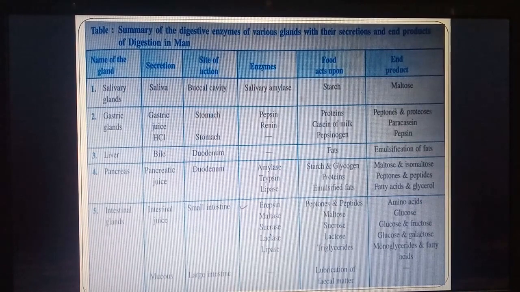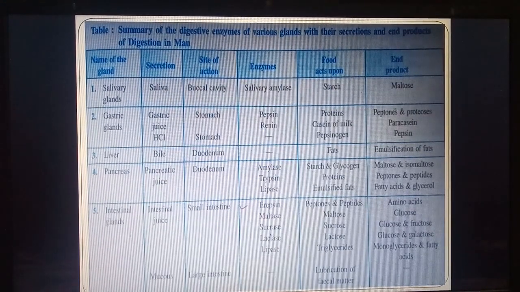The liver produces bile juice which acts in the duodenum. It does not contain any enzyme, but it acts on fat and helps in emulsification of fats. Emulsification means the fats are broken into small droplets like a foam.